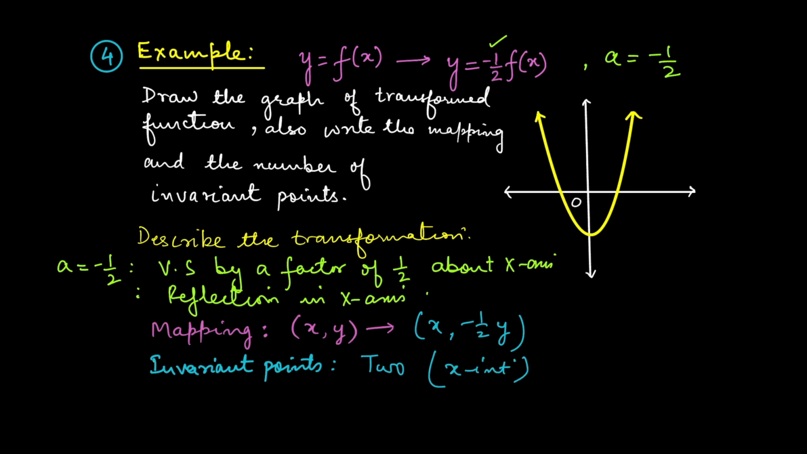When we draw the graph for this, the absolute value of a is 1/2. Whenever the value of a is between 0 and 1, the graph will be wider, and since it's minus, it will be a reflection. So this kind of graph will be there.